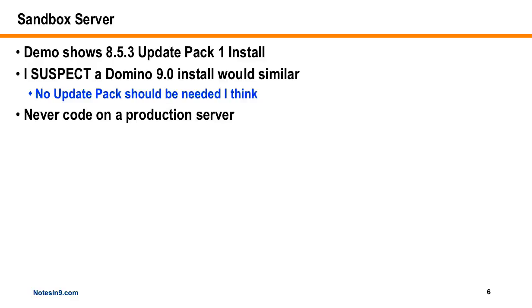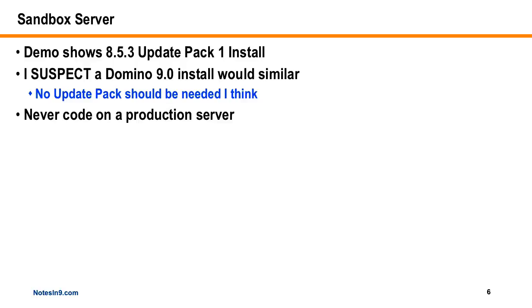Now he's going to install 8.5.3. But I suspect, though I have no advance or inside knowledge of this, that a Domino 9 install would be almost identical. The only difference is that when Domino 9 comes out on December 14th, as an early beta release candidate open to the public to download and play with, there won't be an update pack, as best I know. I could be wrong. So that's the only piece you probably wouldn't have to install, but everything else would be almost exactly the same. But I don't know, so I don't want IBM to shoot me.